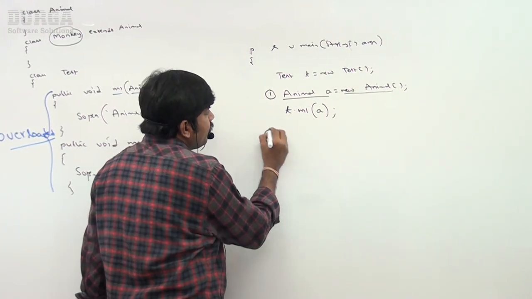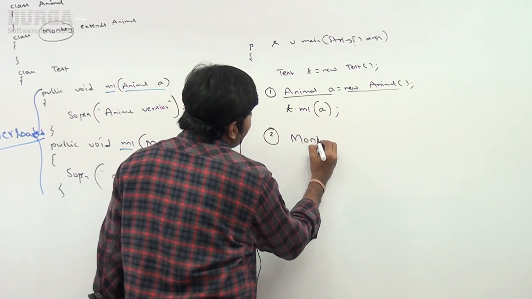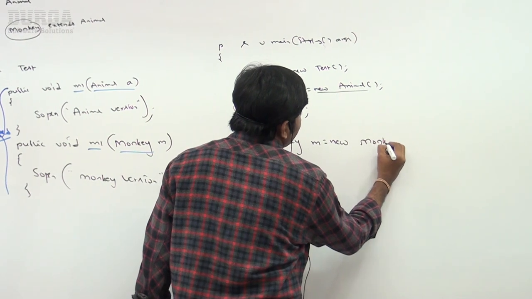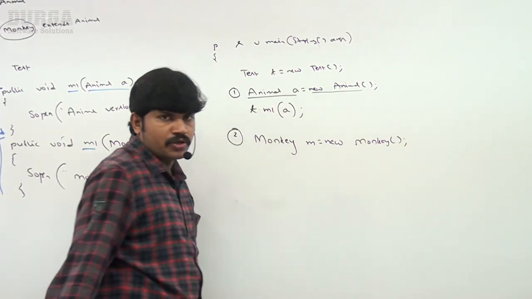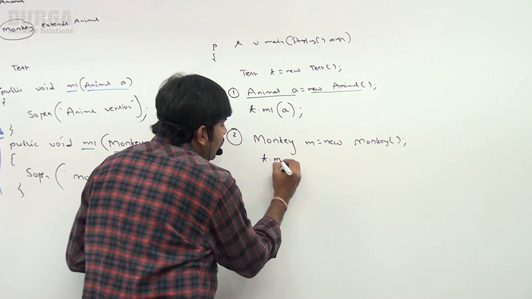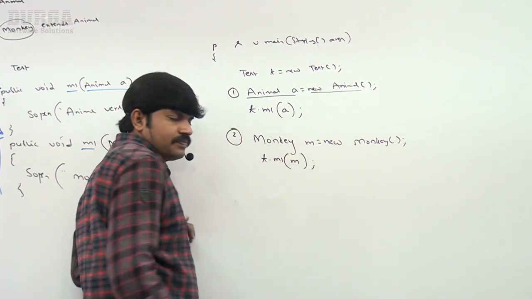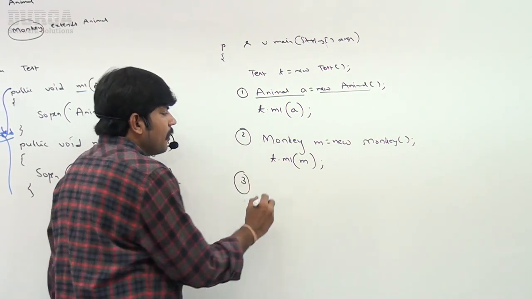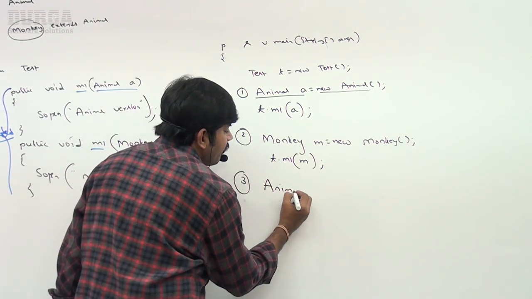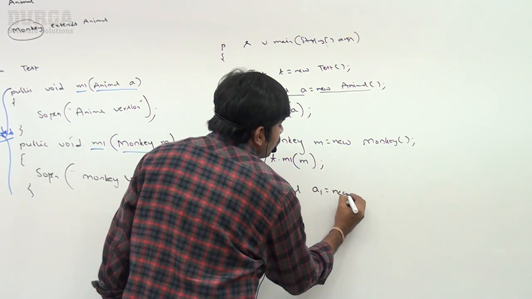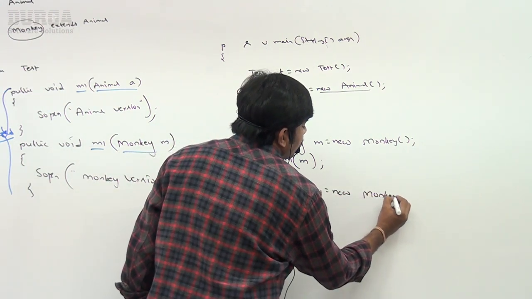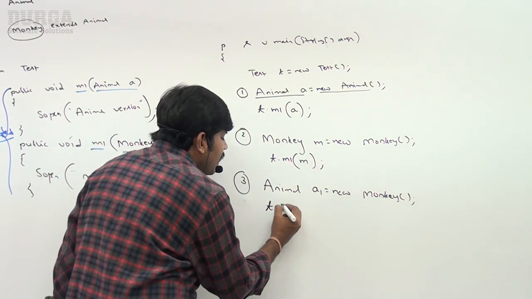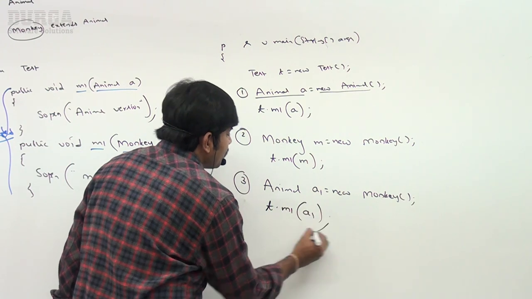Second, can you please observe? Monkey m is equal to new Monkey. t.m1 of m. Next, the third one. Animal a1 is equal to new Monkey. t.m1 of a1.